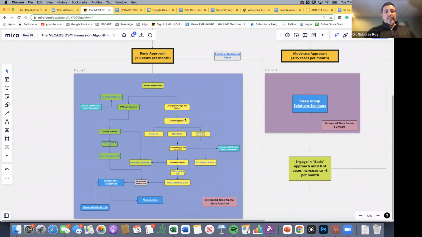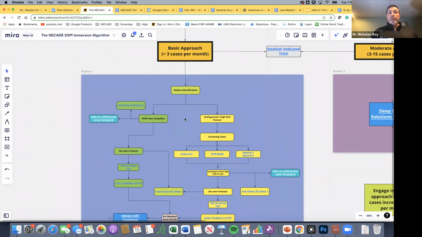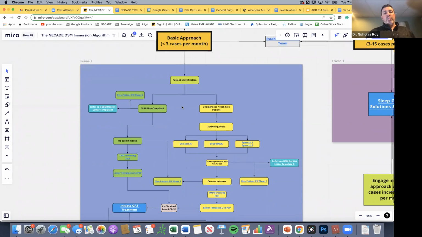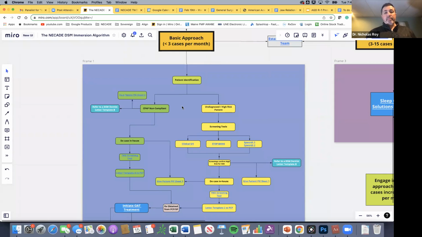All right, what about the basic approach? So this is kind of the meat and potatoes of the presentation. We're doing this on the Miro board. I'm going to walk you through kind of a decision tree for you to use with a patient tomorrow. All right, patient comes in. You identify the patient as having high risk for sleep apnea, or let's just say they have sleep apnea. And you want to learn more about their condition, or you maybe want to treat them.